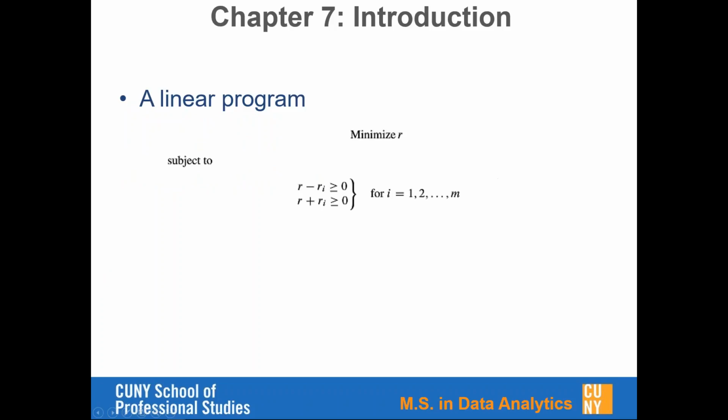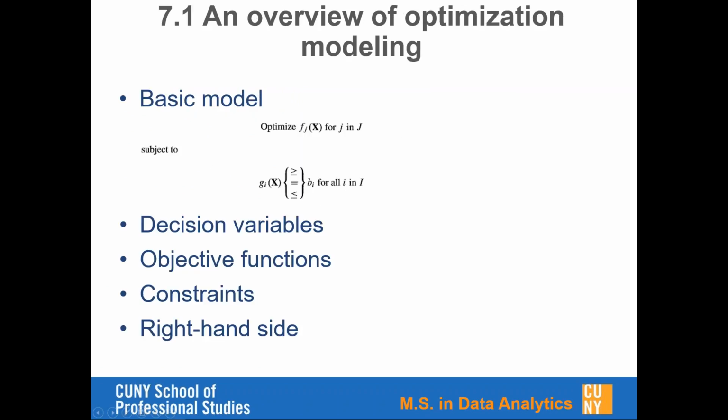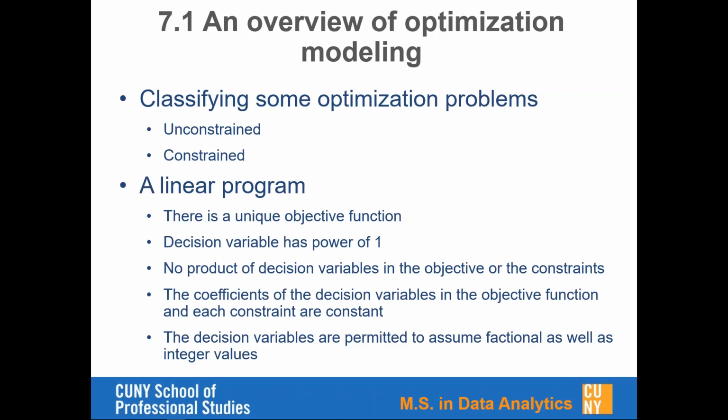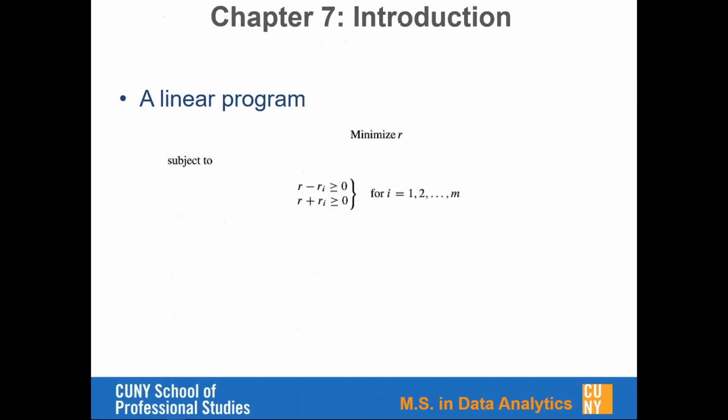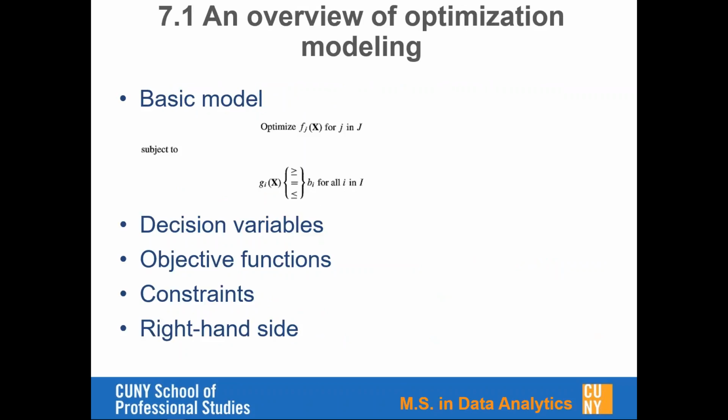Okay. So, what is a linear program? A linear program is one where the objective function and the constraints are all linear, meaning that there are no nonlinear functions in the model. And that's a linear program.